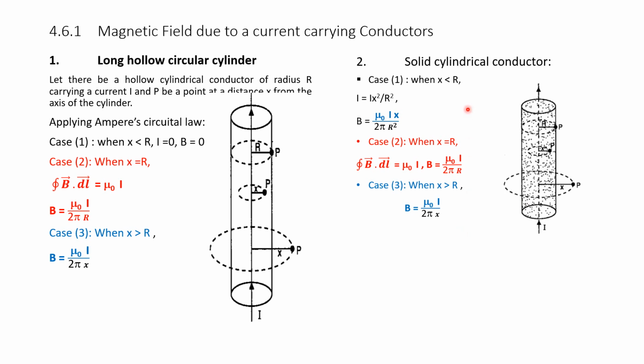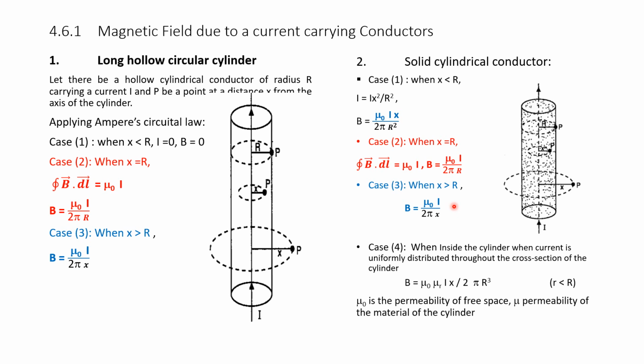So we will repeat this. Solid cylindrical conductor, case 1, when x is less than R, I prime is given by I into x square by R square. Therefore, substituting the value of I prime, B is equal to mu naught I x divided by 2 pi R square. In case 2, when x is equal to R, that is on the surface, B into 2 pi R is mu naught I, or B is equal to mu naught I over 2 pi R. In case number 3, when x is greater than R, B is equal to mu naught I over 2 pi x.